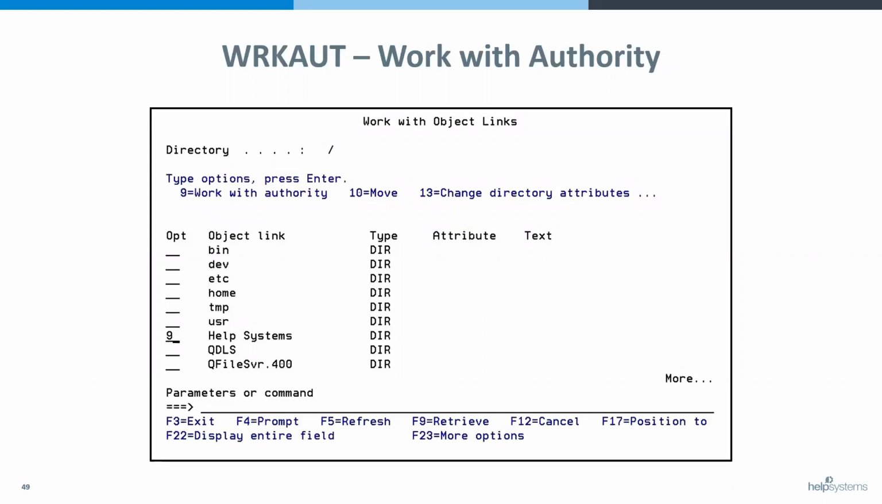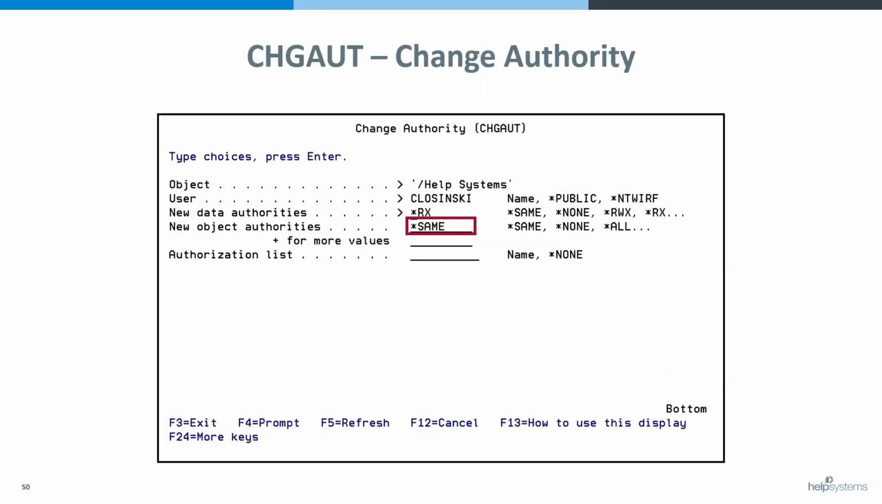So if you're going to use work link, like we just showed you, to look at your authority, you can take option 9 to work with the authority of any of the objects, stream files, directories that are stored within the system. And then you get a change authority prompt, and you can have data authority and object authority, very similar again to Unix and Linux. There is a twist to that because you can use authorization lists, which is an IBM i type functionality, and that gives you the ability to use those on your IFS area too if you want.